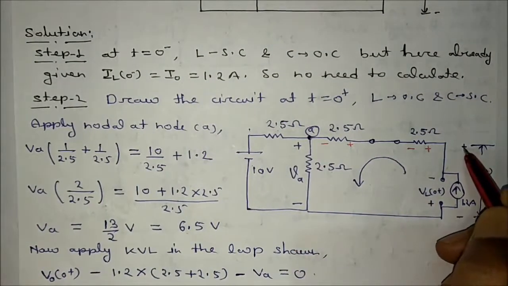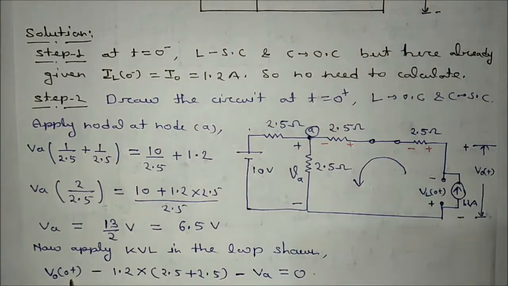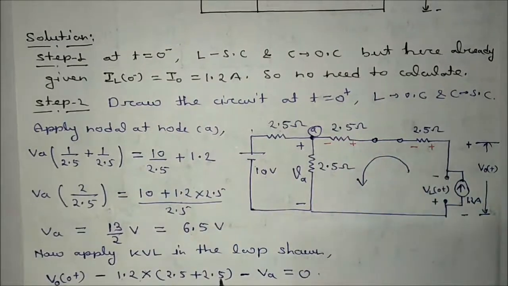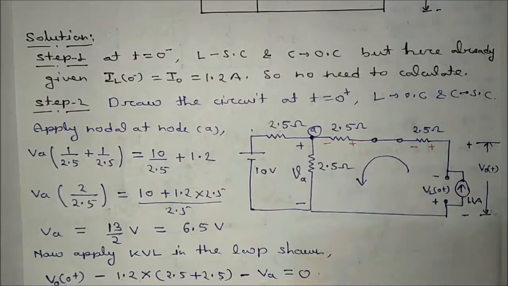Minus to plus, V0 plus. Next, 1.2 ampere into total resistance 2.5 plus 2.5. Is it okay? Plus to minus, what drop? That is equal to minus VA is equal to 0. VA value you know, 6.5.